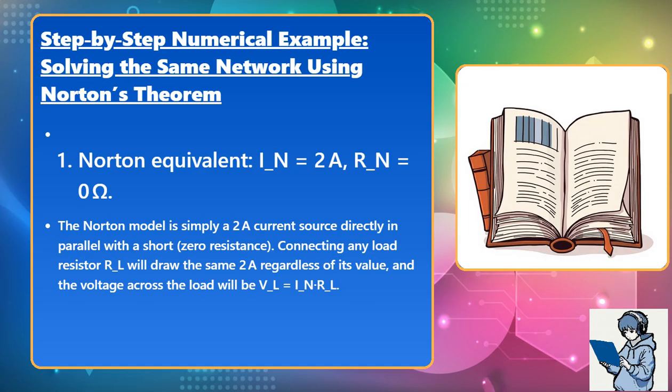The Norton model is simply a 2 ampere current source directly in parallel with a short, zero resistance. Connecting any load resistor RL will draw the same 2 amperes regardless of its value, and the voltage across the load will be VL equals IN times RL. Verification: choose RL equals 5 ohms.